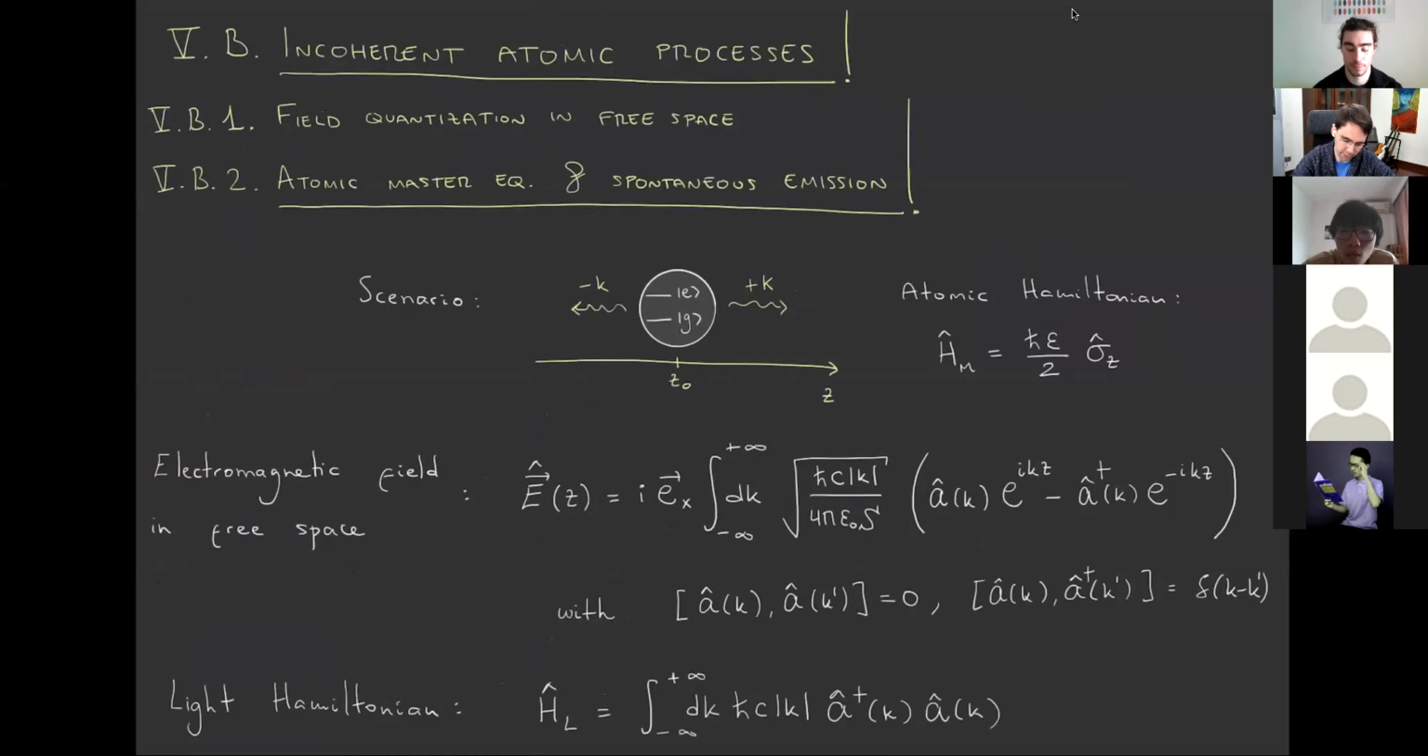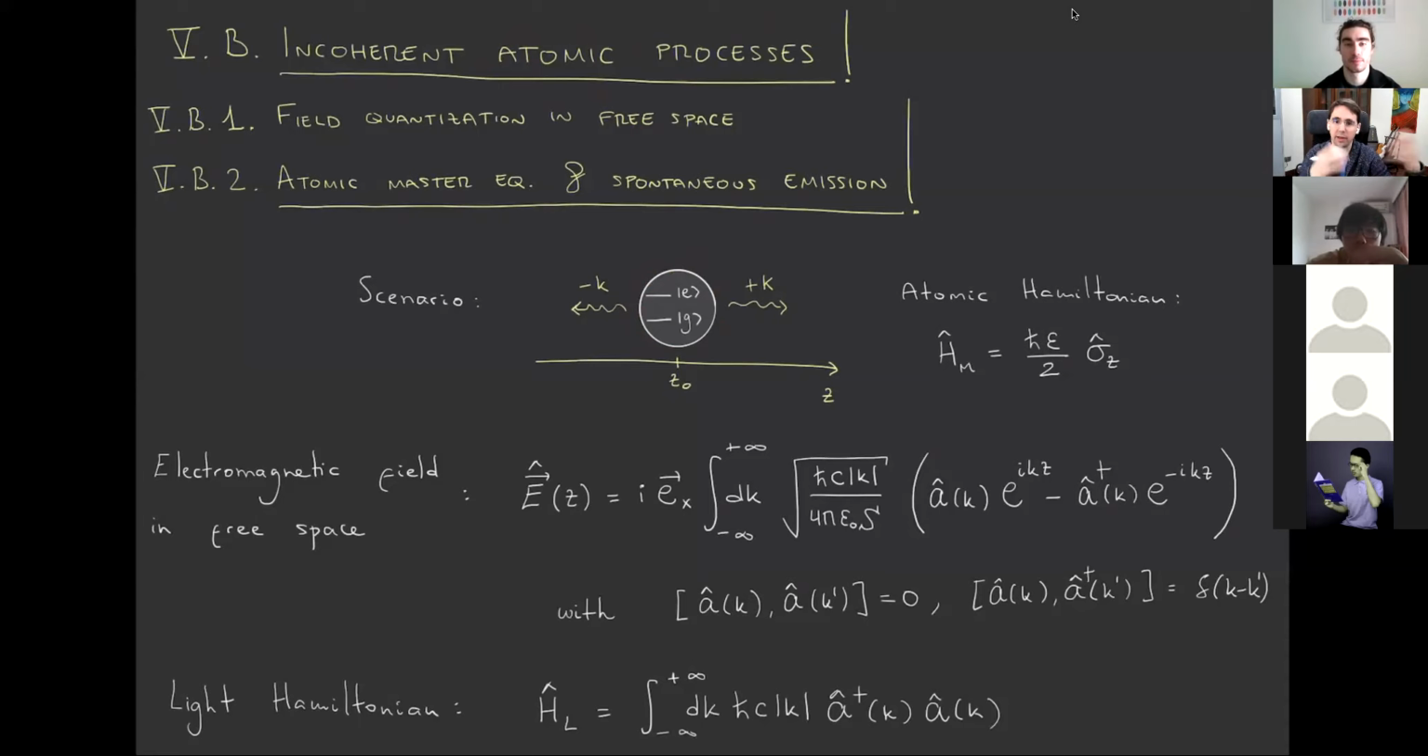I remind you that what we started in the last class was applying the theory of open quantum systems to atomic processes, and in particular to spontaneous emission. So let me just remind you. What we have in this case is an atom that is essentially in free space, and it's coupled to the electromagnetic field of free space.